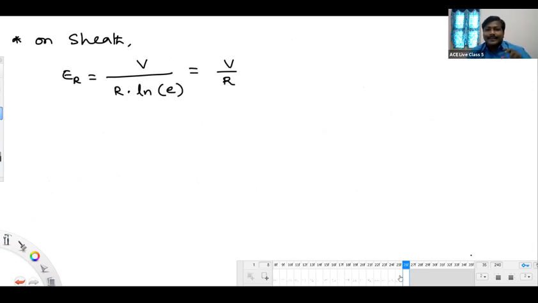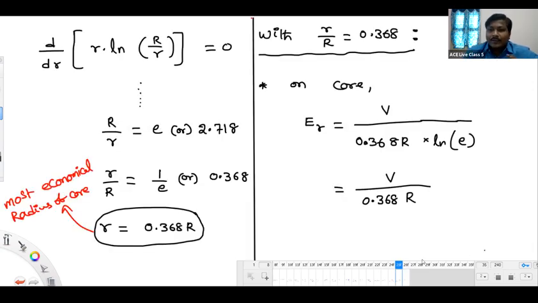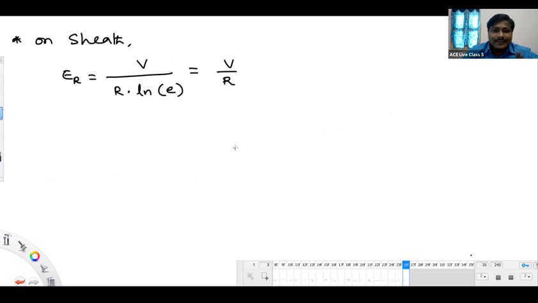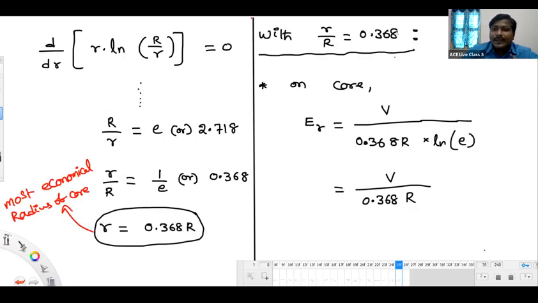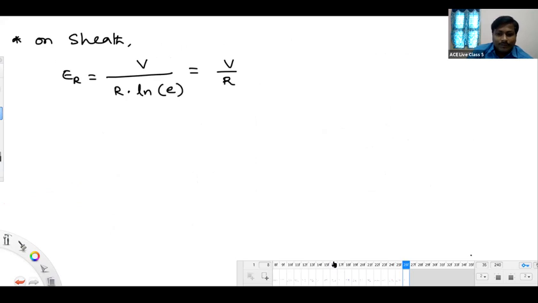Like this, you get the field intensities on the core surface as well as on the sheet surface with the most economical radius condition. Yeah, so I think all of you are getting it. Is this clear for all?